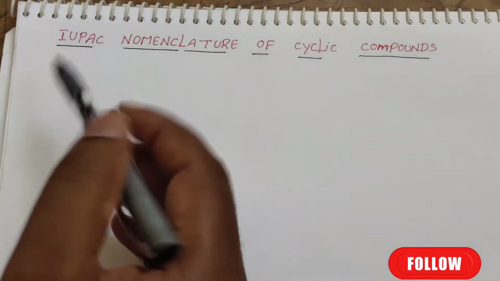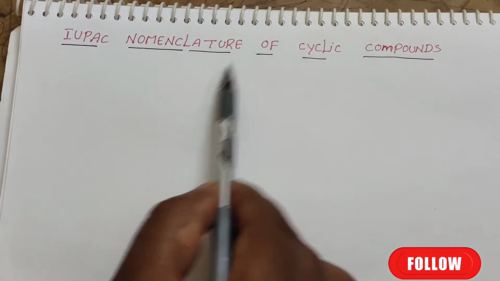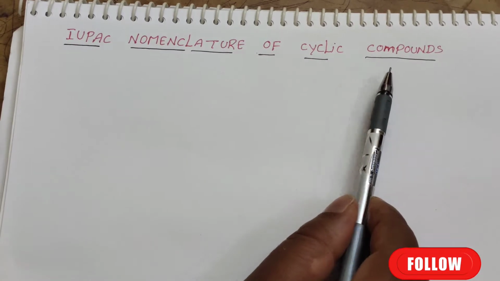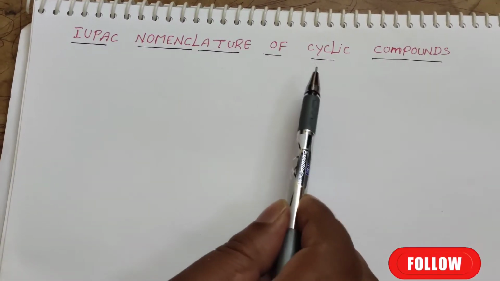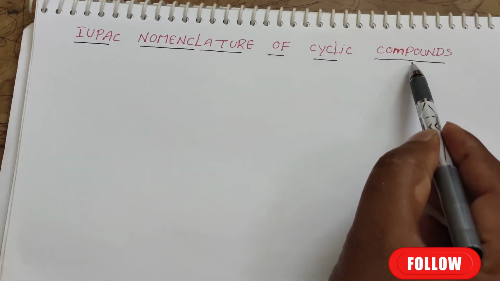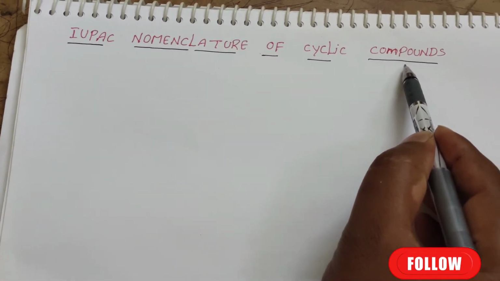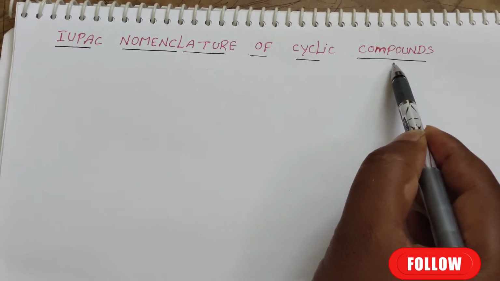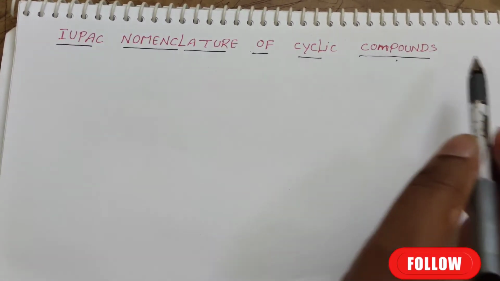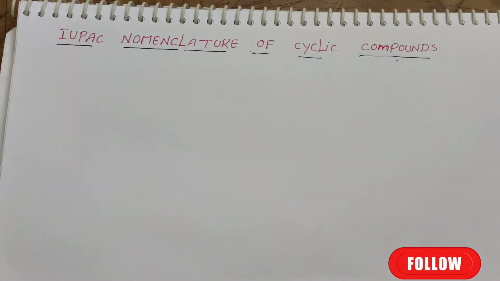Today in this video I will explain about IUPAC nomenclature of a cyclic compound. Now here the cyclic compounds are mainly two types. One is the aliphatic cyclic compound, second one is the aromatic cyclic compound. In this video I will explain about the aliphatic cyclic compound.